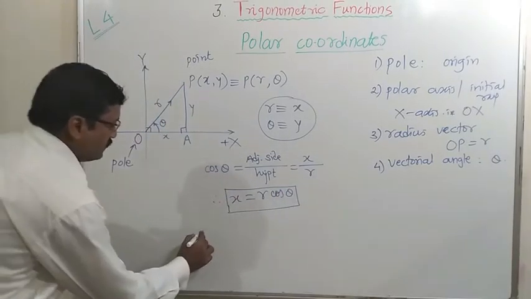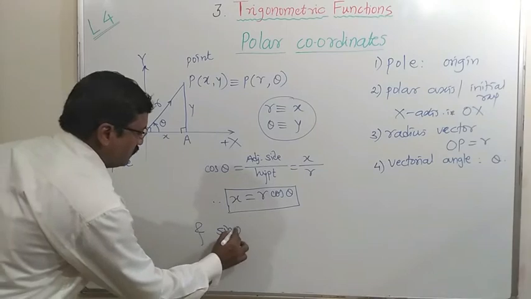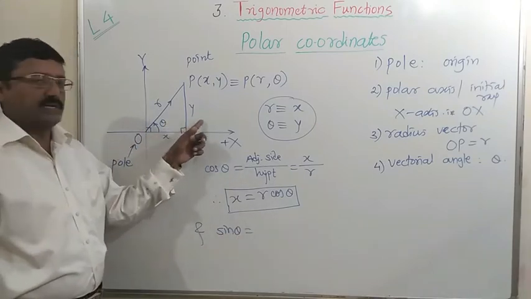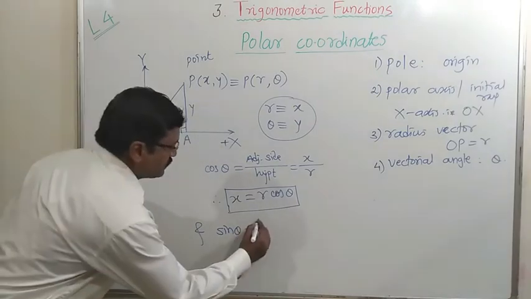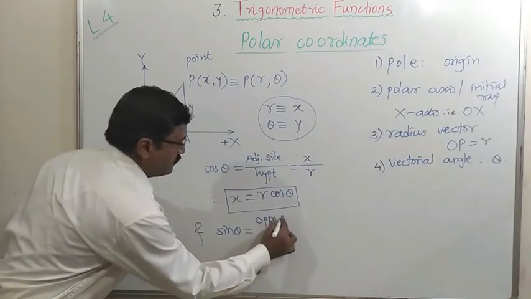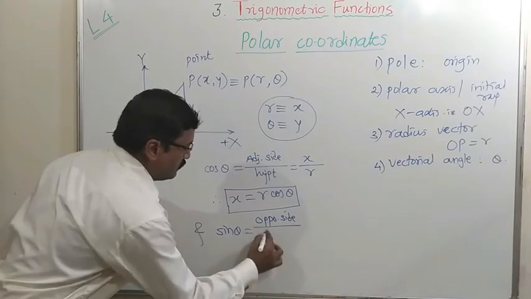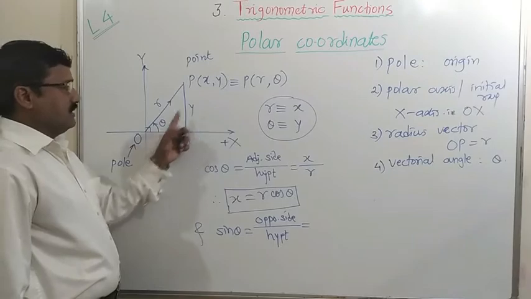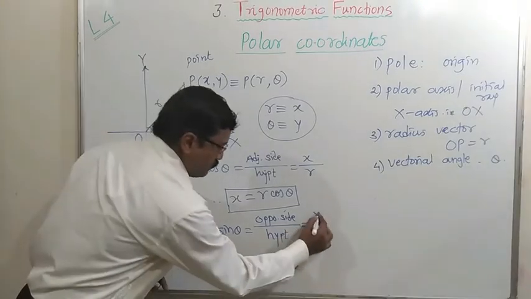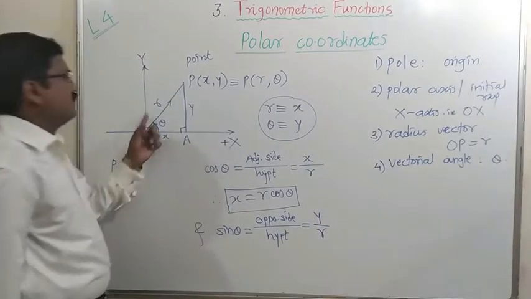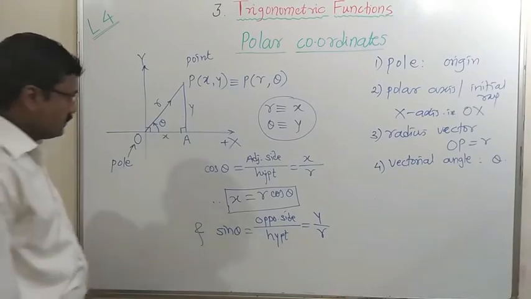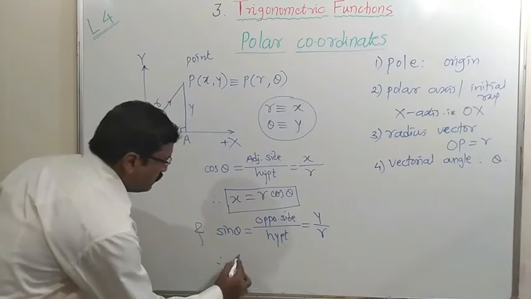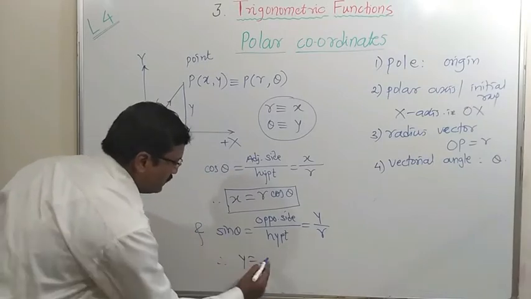Similarly, if we find sin theta in this right angle triangle, then sin theta is nothing but the opposite side upon hypotenuse. For this angle the opposite side is y. So y upon the hypotenuse r, where r is the distance of point P from the origin. So from this again we get y equal to, taking r to the left, r sin theta.